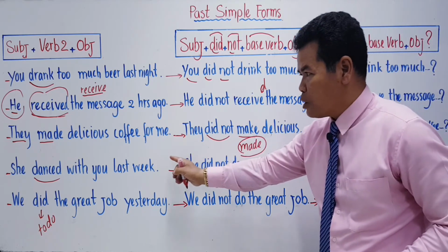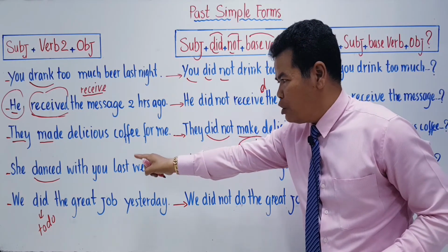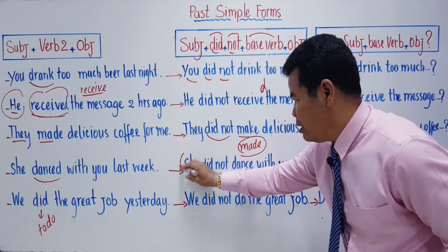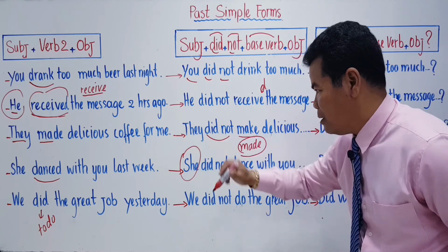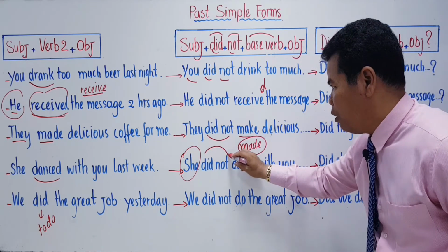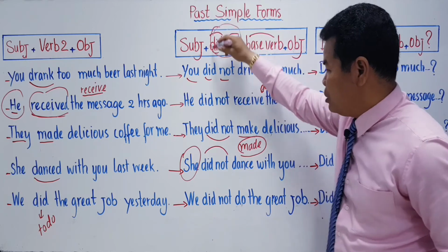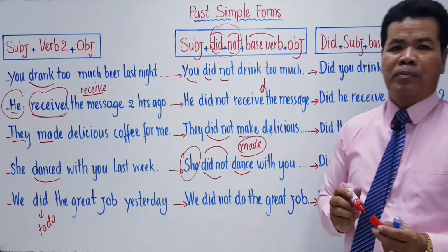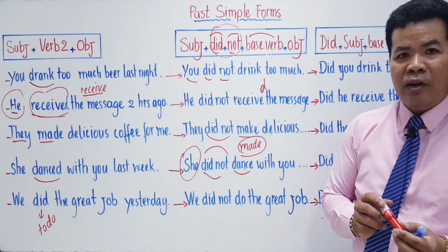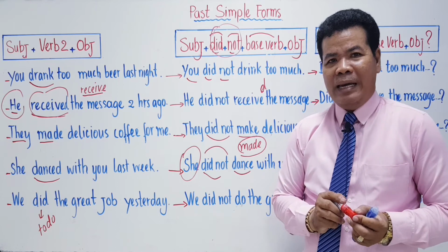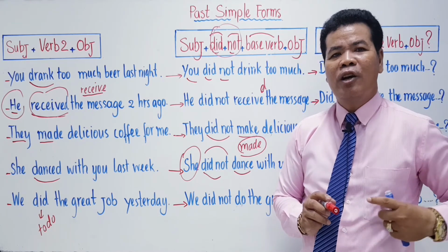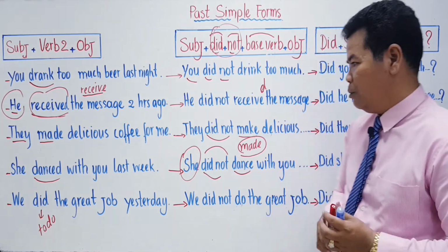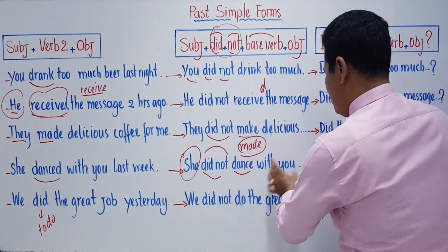Let's go to the fourth one. She danced with you last week. And when we change it into negative, she, the subject, stays the same, put in the front. And then you have got to follow the form: did not. And then dance is the first verb, the base verb. There is no D, right? In case you put D, you get the problem. This is wrong. This is not right, right? So, she did not dance with you, okay?